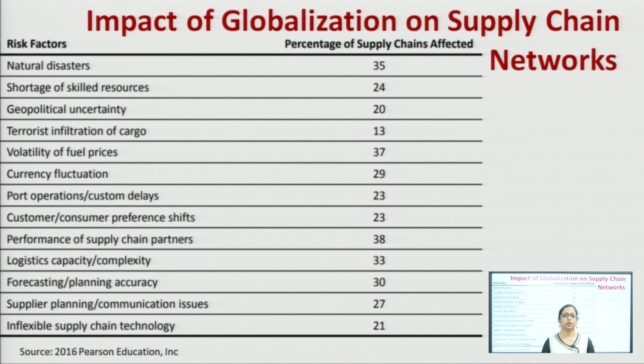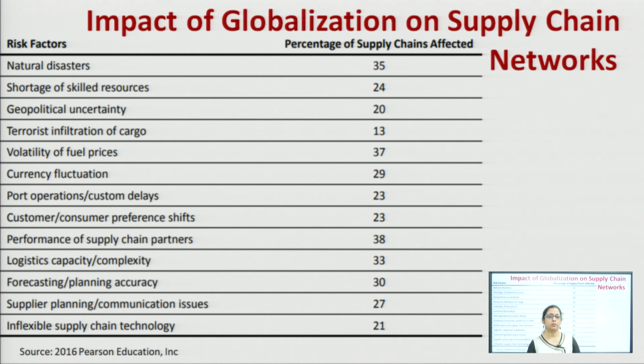Volatility of fuel price is leading to 35% of impact. Operations and customs delays are also leading to 23% of impact. Customer preference shifts are also leading to 23% of impact. Performance of supply chain partners is leading to 38% of impact. Logistics capacity and complexity has a lot of impact, that is 33%. Forecasting, planning and accuracy, if the forecasting is not done properly, may lead to an impact of 30% on the supply chain process.